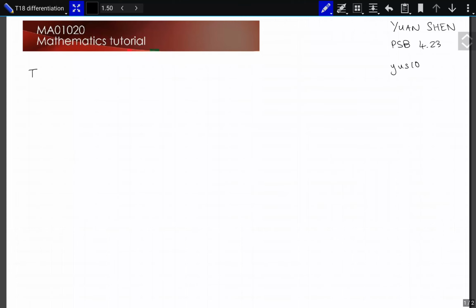Welcome to tutorial 18 on differentiation and rates of change. I'm aware you've done quite a lot of calculus in other modules, so I'm not spending a huge amount of time on calculus. Let's start with an example.